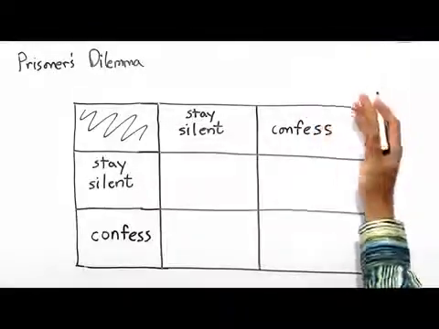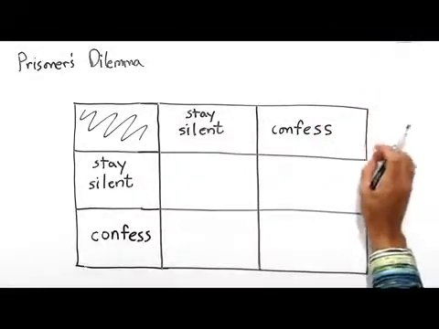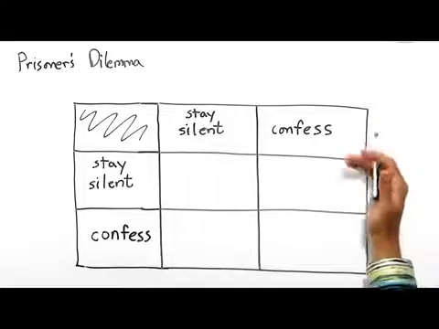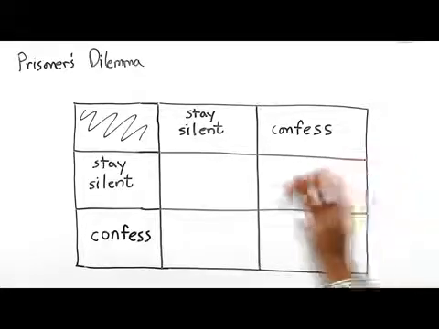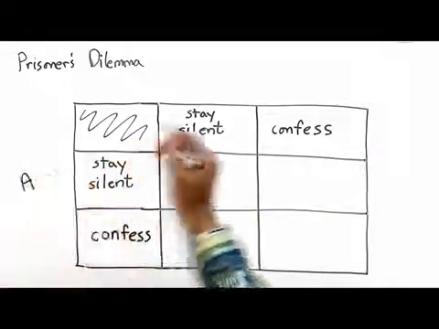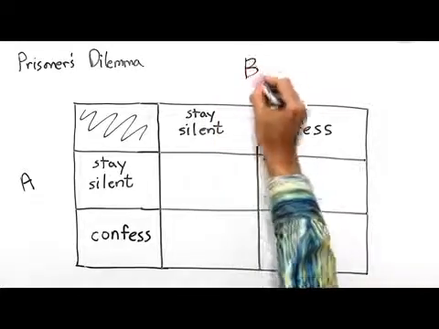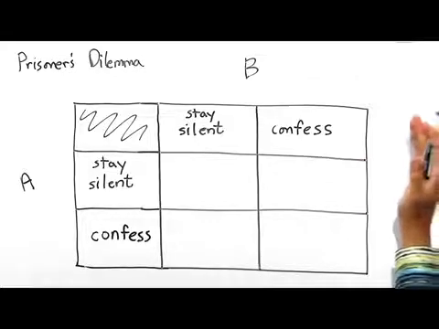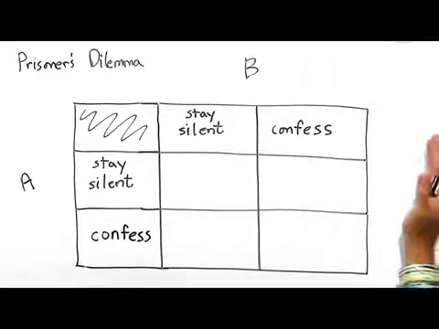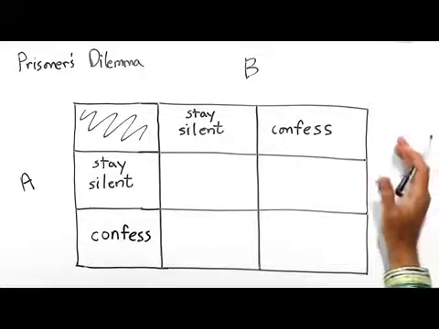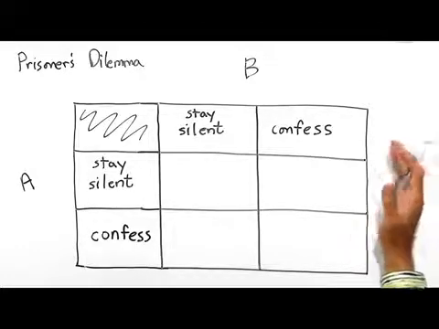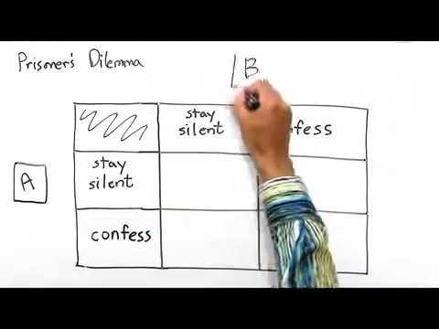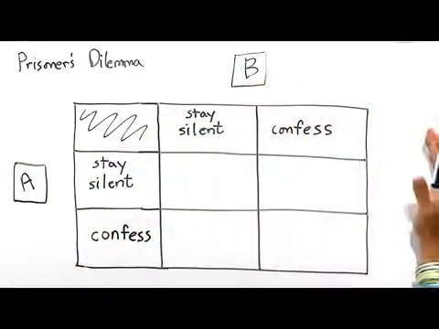Prisoner's dilemma is a two-person game. And it describes a situation facing two prisoners captured by the police, prisoner A and prisoner B. Prisoner A and prisoner B are captured by the police while committing an armed robbery. And after they're captured, they are placed in separate cells, and they cannot communicate with one another.